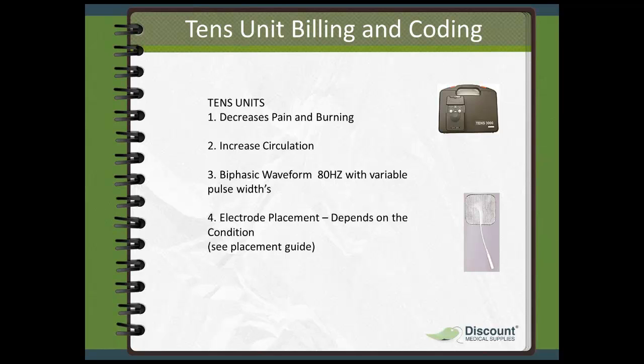Interferential, which is another type of unit that we carry, is typically used for more of the healing process. It goes deeper into the tissue and also helps decrease pain and increase circulation. So interferential is typically a little bit stronger than TENS, which is solely for pain. Then we have microcurrent, which helps in the healing process of nerve tissue. We also have EMS, which is for re-education of muscle. And then we have Russian stim, which is designed to help strengthen muscle.